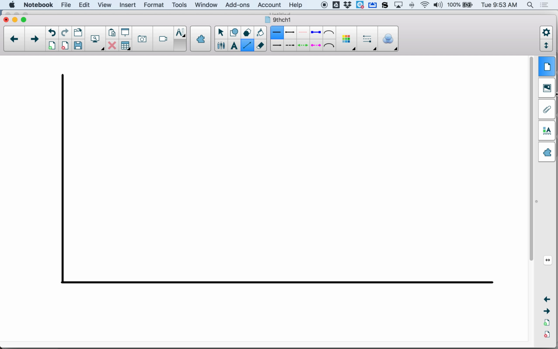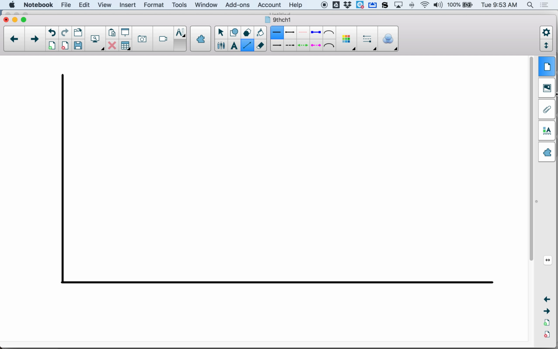What you guys are going to be doing is making a graph of your data, but we want to make sure we put things in the right spot. On the vertical axis right here, we're going to do circumference. So, let me write that. On the horizontal axis, we're going to do the diameter. Okay.